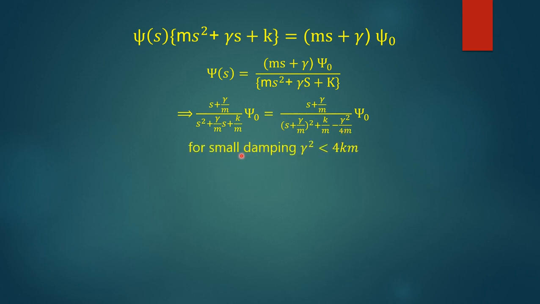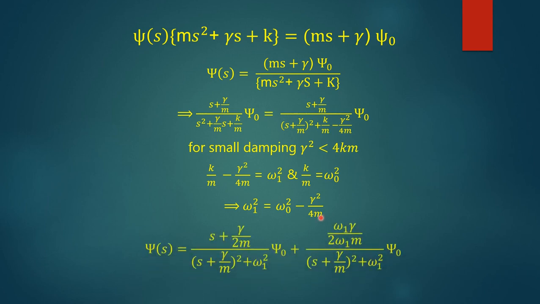Now consider small damping, that is γ² < 4km. Then we write k/m − γ²/4m² = ω₁². Suppose this is equal to ω₁², and k/m is equal to ω₀². Then ω₁² = ω₀² − γ²/4m².